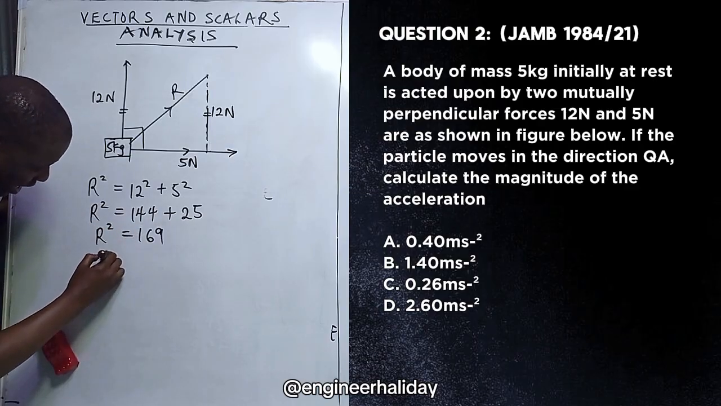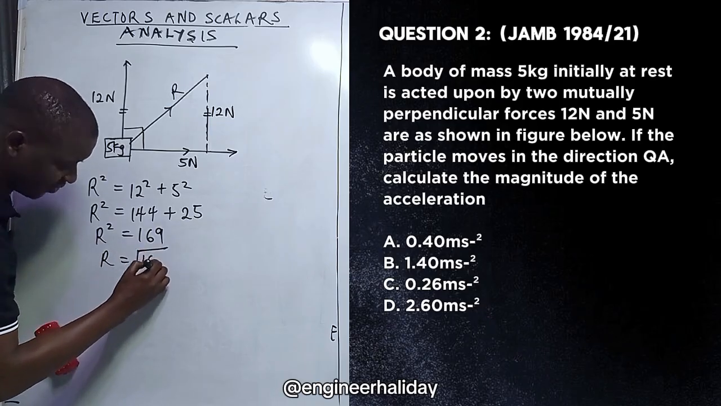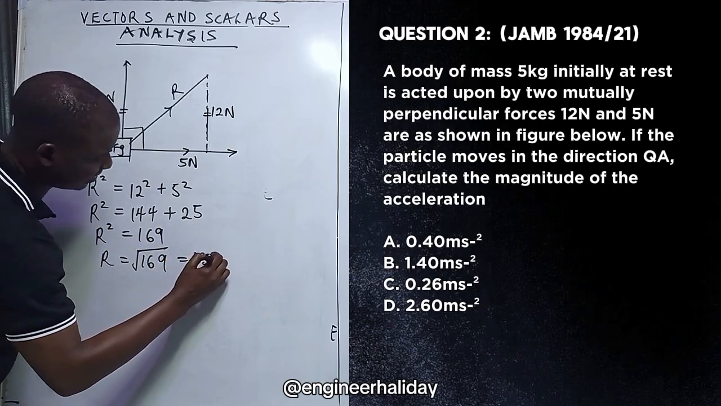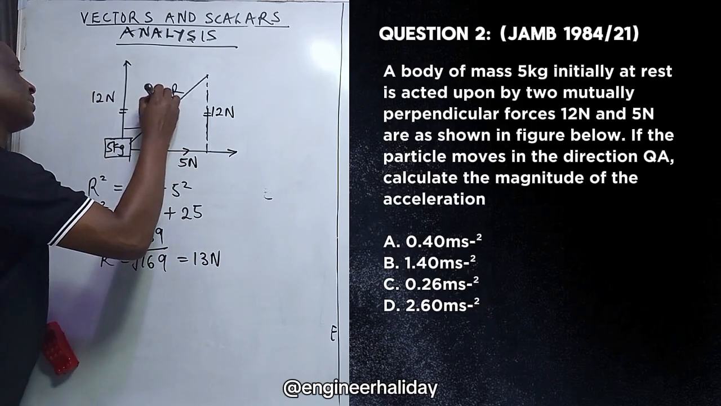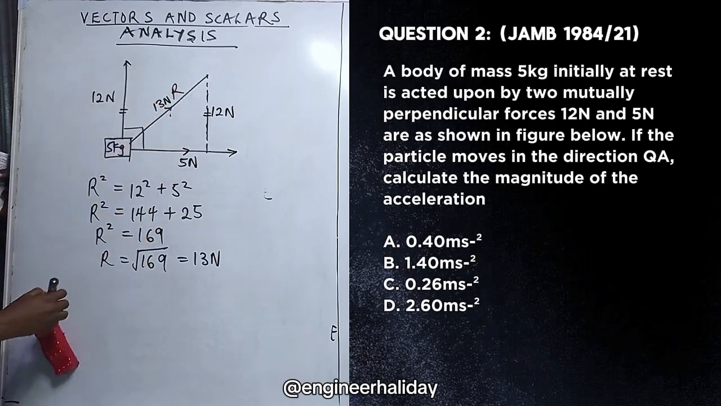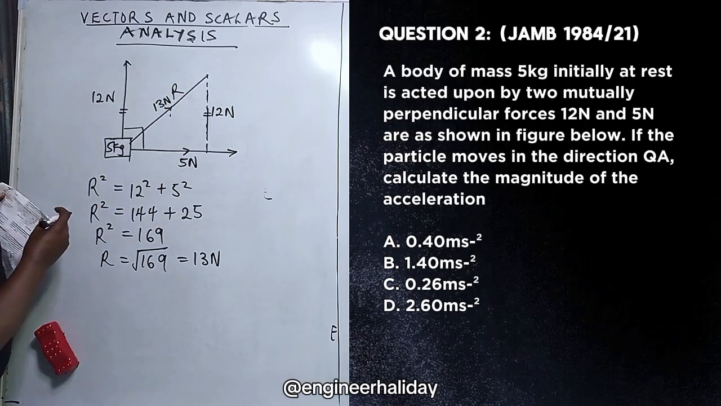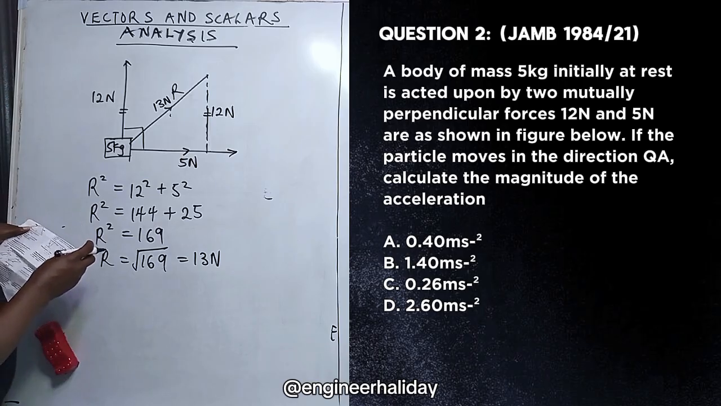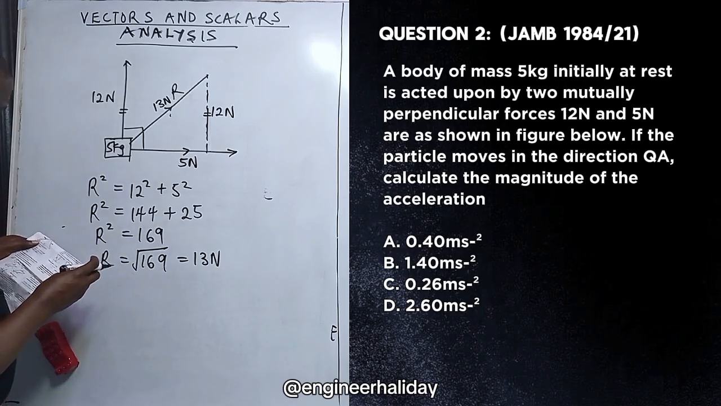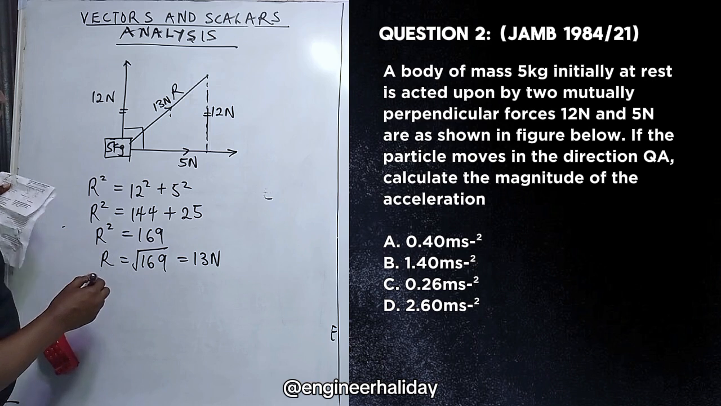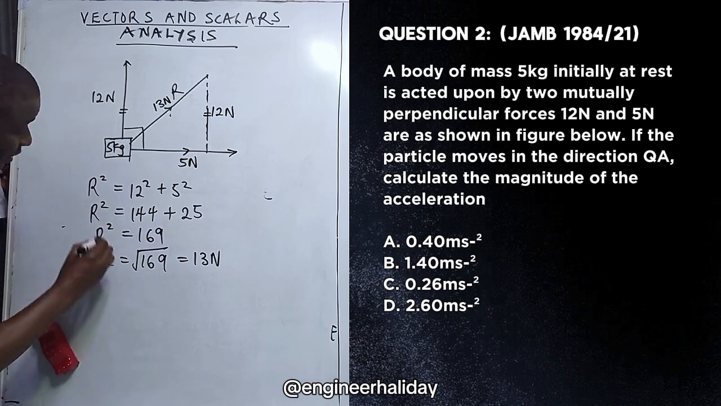169. So therefore R is equal to the square root of 169. We're going to have 13 Newton. So this is 13 Newton now. That is the resultant. Now, after getting the resultant, how do we get the magnitude? That means, what do you call it?